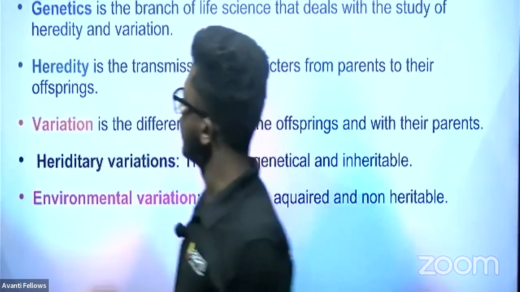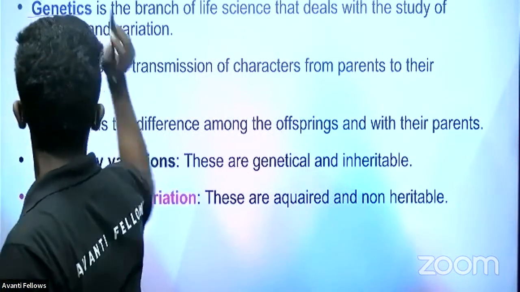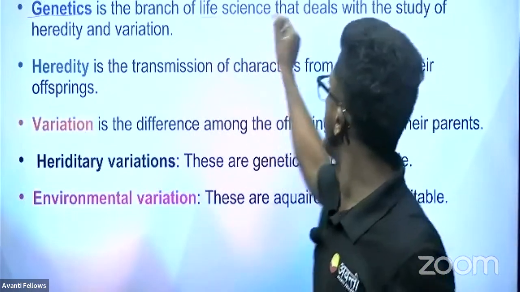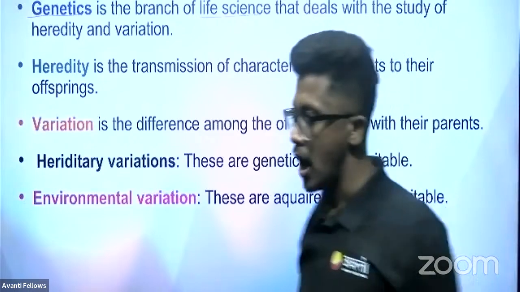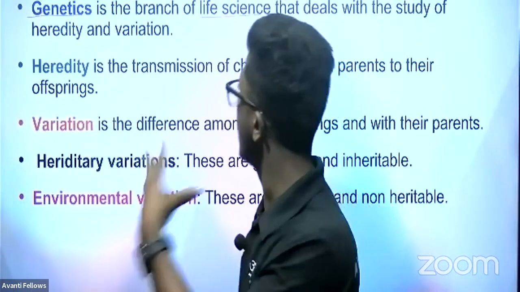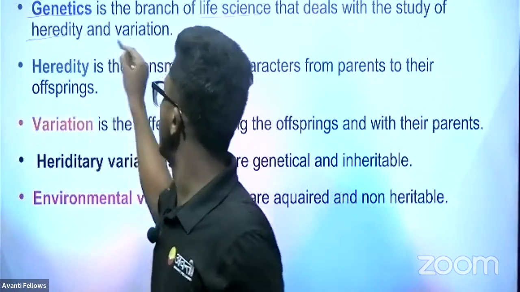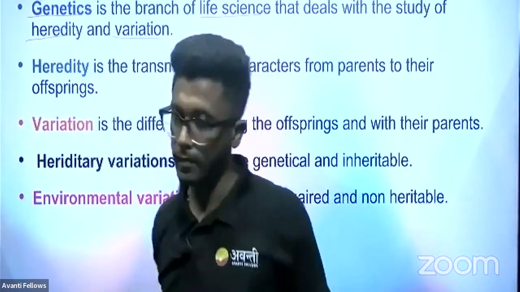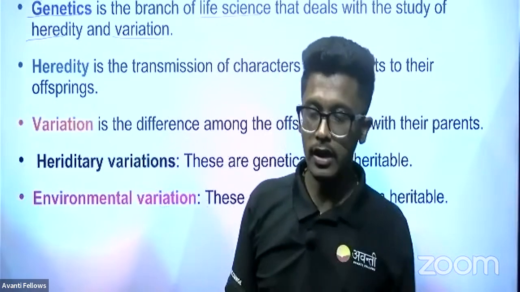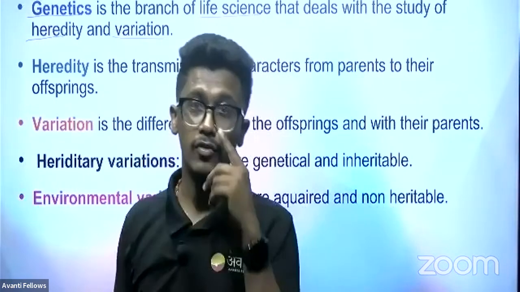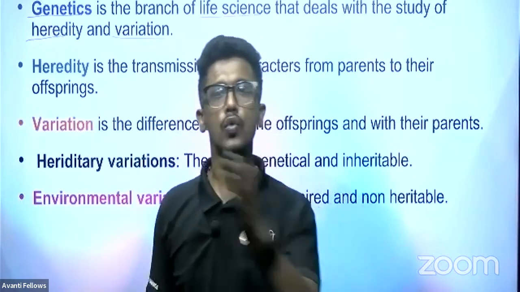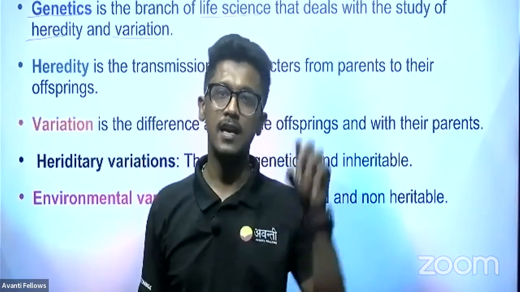Okay. First one is, what is genetics? Genetics is a branch of life science. What we do here is we study how heredity and variation occur in living organisms. So we have two terms here, what is heredity and what is variation. As I mentioned, we study in living organisms how the transfer of characteristics takes place from one generation to another generation. So this is heredity.